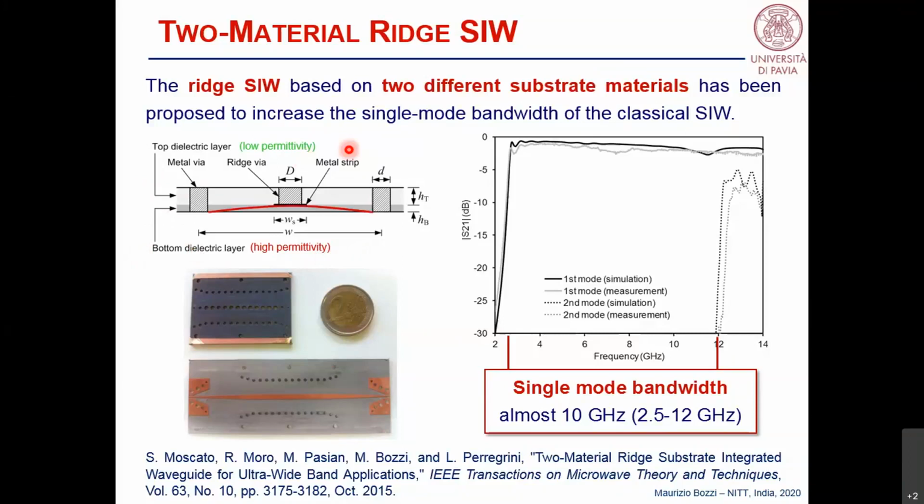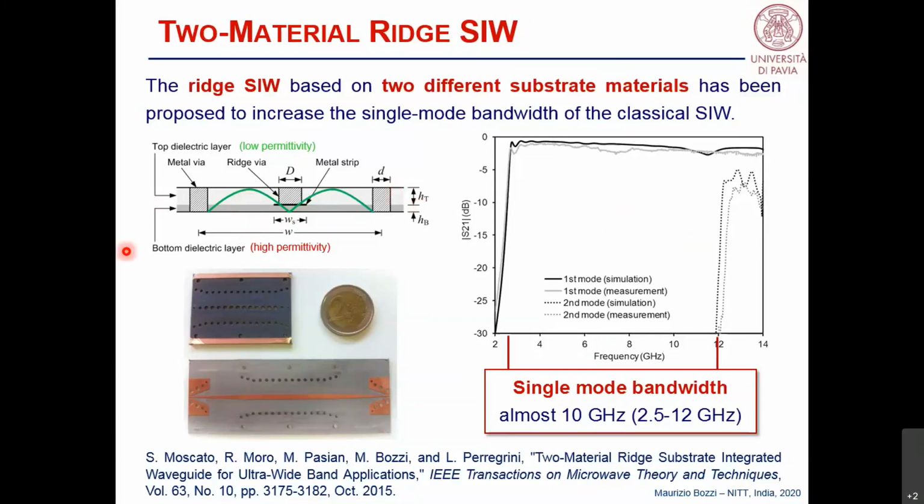What is the reason? The fundamental mode, looking like a TE10 mode, is mainly concentrated in the bottom substrate. So it is subject to high permittivity. So its cutoff frequency goes down in frequency. It goes down because of the presence of the ridge. It goes further down because we use a high permittivity material. The second mode is also distributed significantly in the low permittivity material, in the top dielectric layer. And so it's subject to a lower dielectric permittivity, and it is shifted up in frequency.